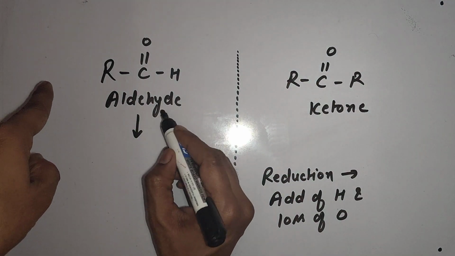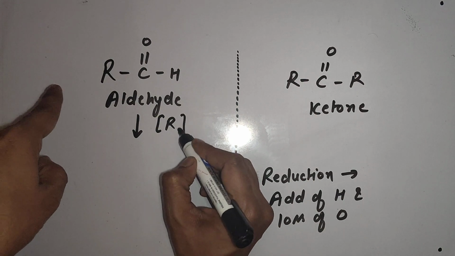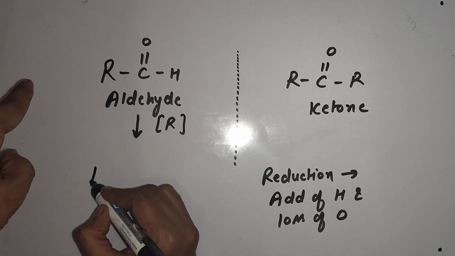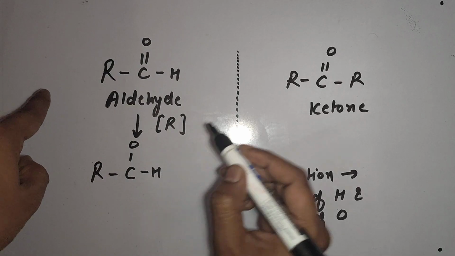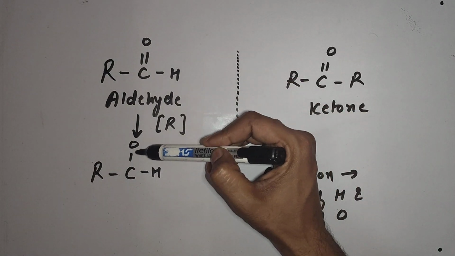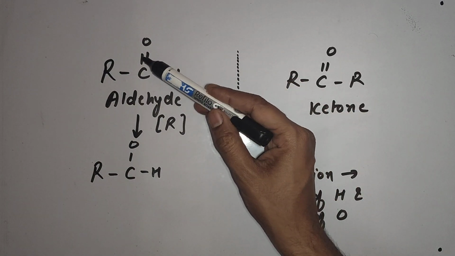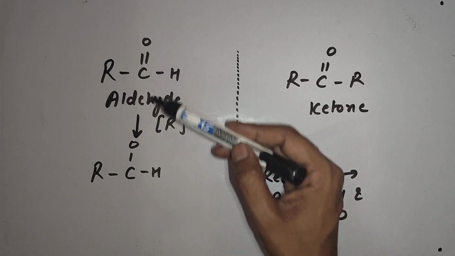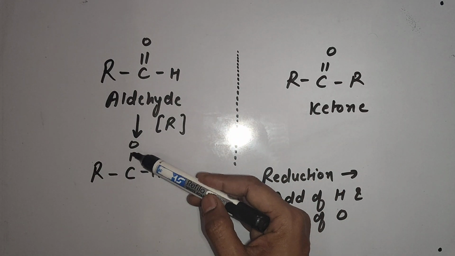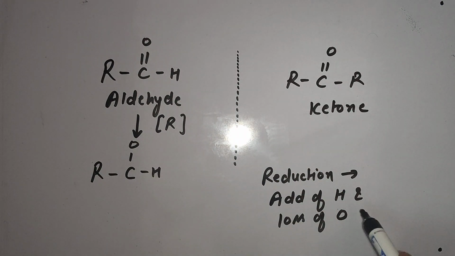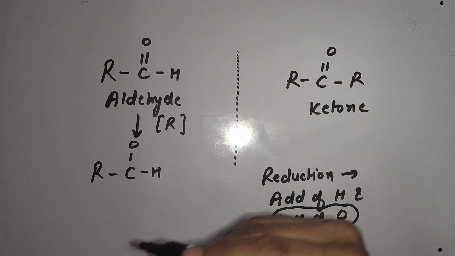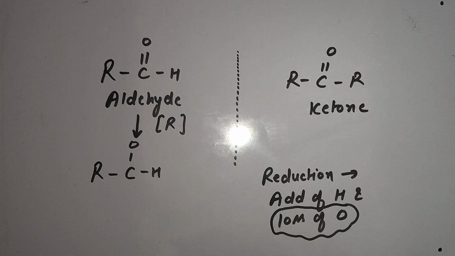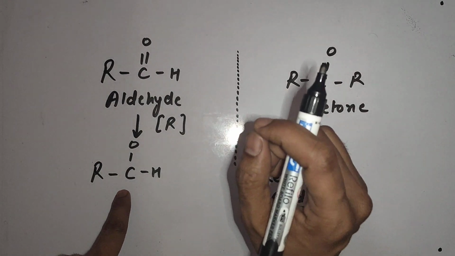Next time, if you will reduce them, meaning if you are doing reduction of aldehyde, check this. I have reduced it. Two bonds were there with oxygen. After reduction, only one bond is there. So what have I applied? Loss of oxygen, meaning bonding with oxygen is decreased. But is it final? No.